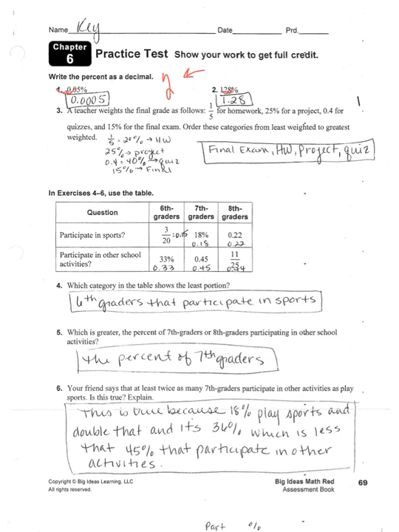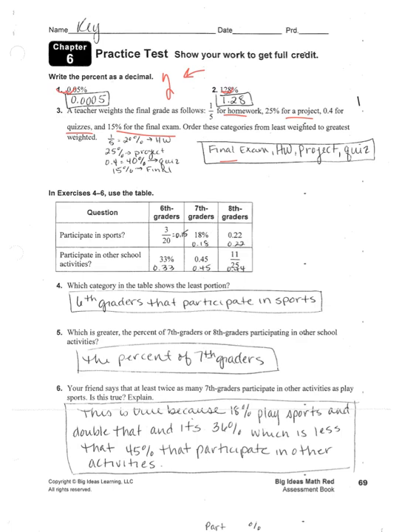Number 3 says a teacher weights the final grade as follows: 1/5 for homework, 25% for a project, 4/10 for quizzes, 15% for a final exam. Order these categories from least weighted to greatest weighted. So in order to do that, we need to convert them all to the same format. So what I did here was I made them all percents. And then you order it based on their names in order from least to greatest.